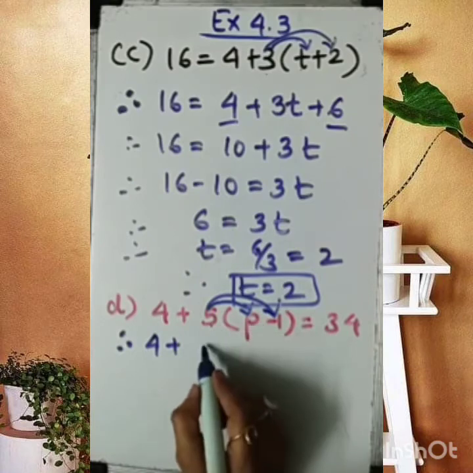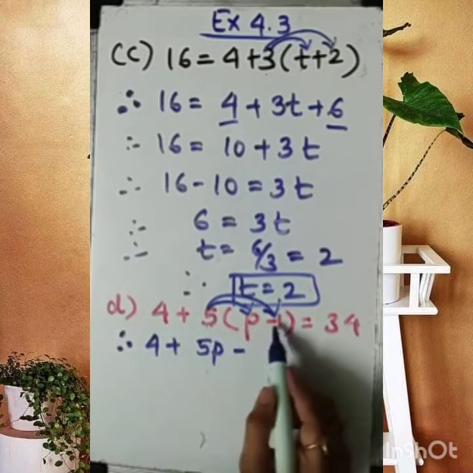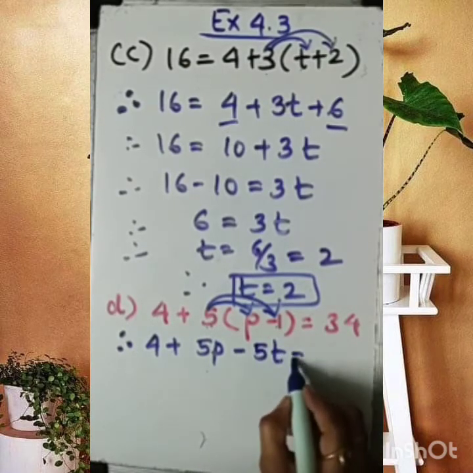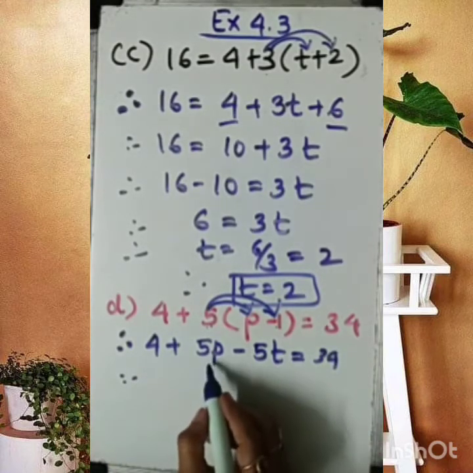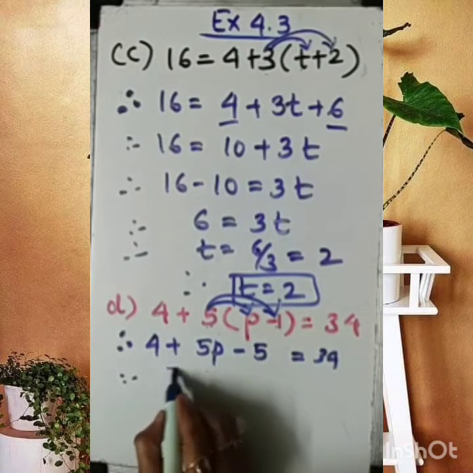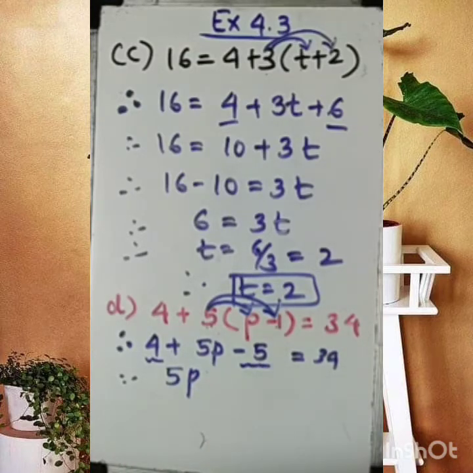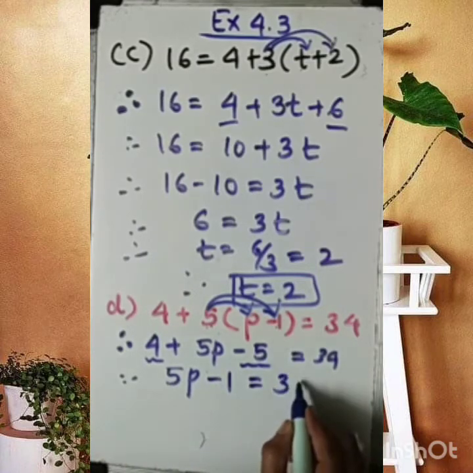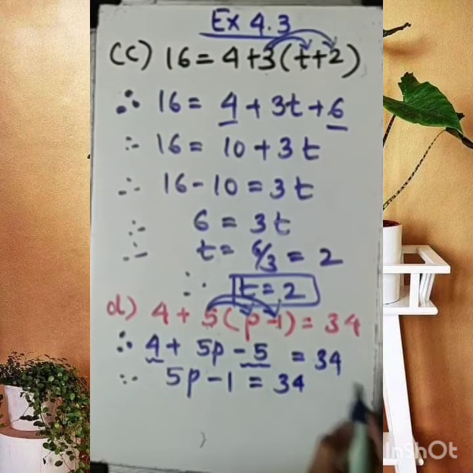5 into p, please remember that is 5p. Minus 5 into 1, that is 5, equal to 34. Therefore, now you know here 5p minus 5, only 5. Now here, as you know, 5p equal to minus 5 plus 4. Minus 5 plus 4, of course integer, minus 1, is equal to 34. What we are given, I am mentioning it as it is, 34.